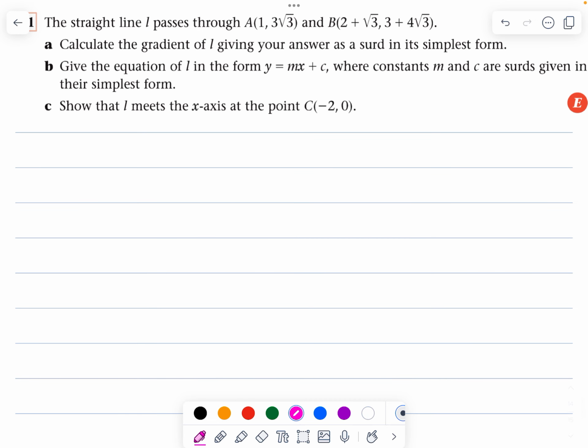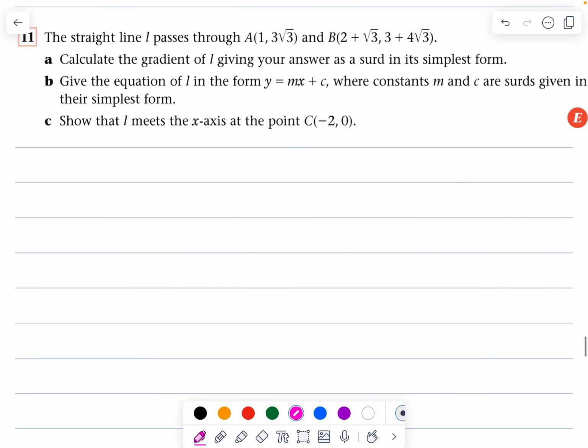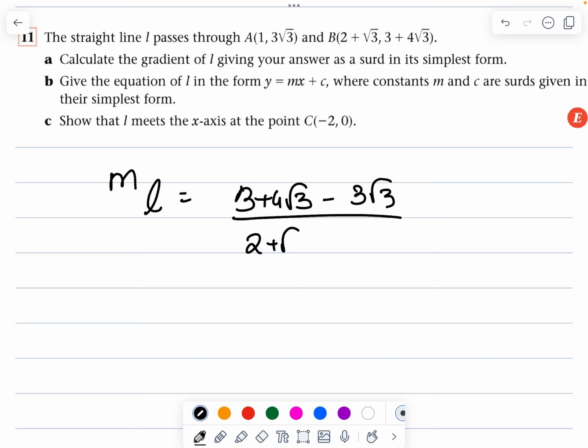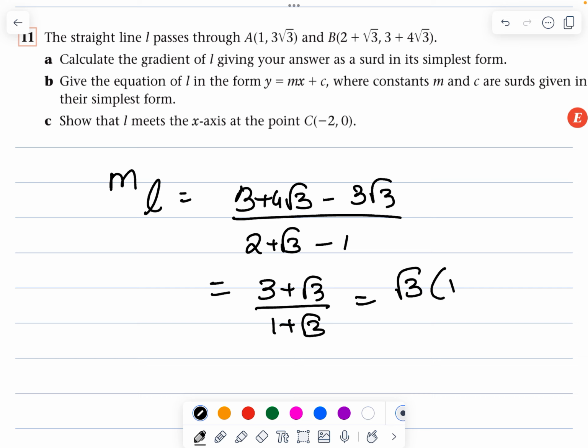Question number 11. A straight line L passes through this much. Find the gradient of L. Gradient of L will be y2 minus y1 divided by x2 minus x1. Simplify that, it becomes 3 plus root 3 upon 1 plus root 3. Take root 3 common in numerator, it becomes root 3 plus 1 upon 1 plus root 3. Root 3 gets cancelled, so gradient is root 3.